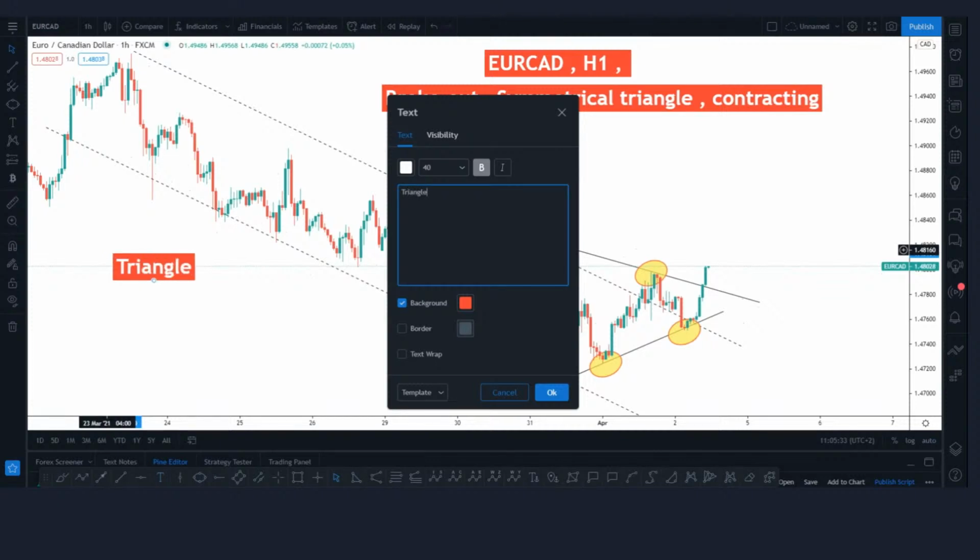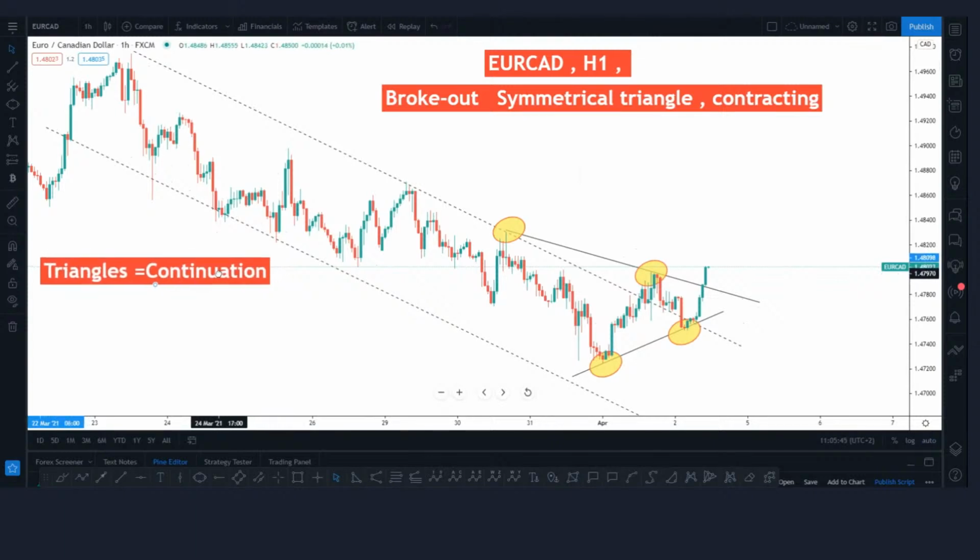Triangles are actually continuation patterns, but sometimes they turn out to be a reversal. So right here, this is a reversal, but I don't expect it to go too far. How do we get the target for this one? You're going to have multiple targets. The first target.